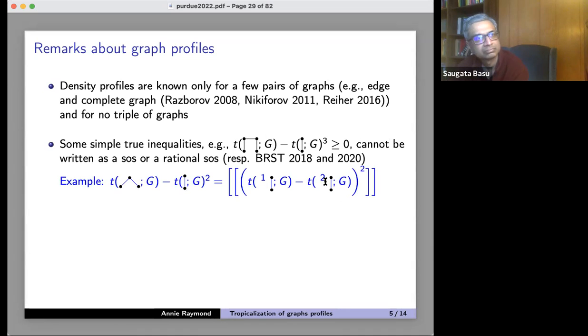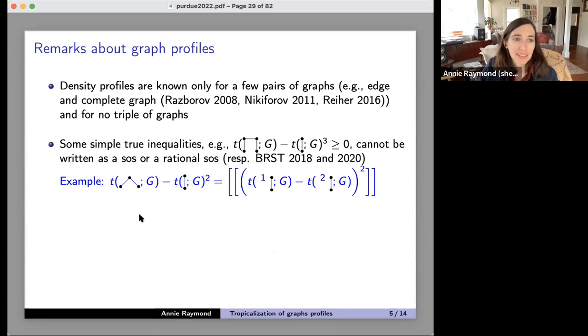And just to give you an idea, what does a sum of squares look like in this setting? This would be the proof that the density of a path of length 2 minus the density of an edge squared is a sum of squares and thus non-negative. So you use partially labeled graphs, and you have a way of gluing them and then symmetrizing to remove the labels.